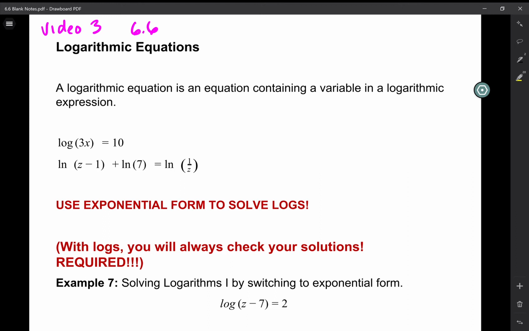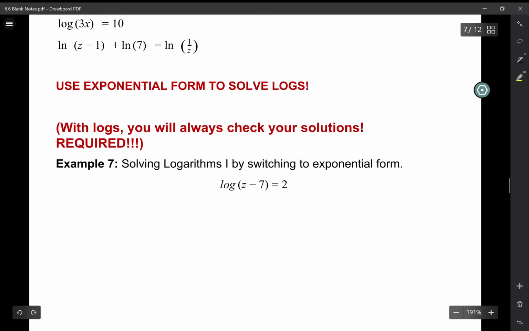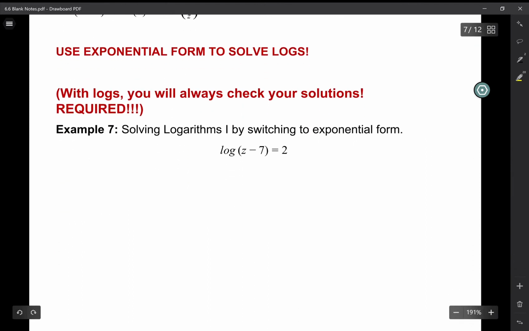Remember, you must always check your solutions, especially with logs, because sometimes they bring in solutions that aren't in the correct domain. Let's do an example. Here's a straightforward example. We're going to solve this logarithmic equation by switching it to its exponential form.